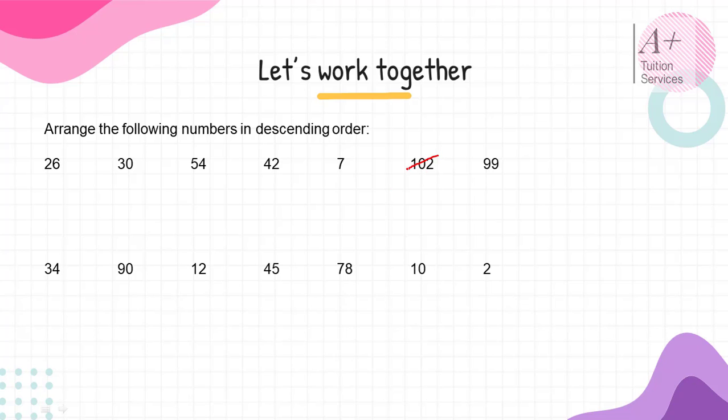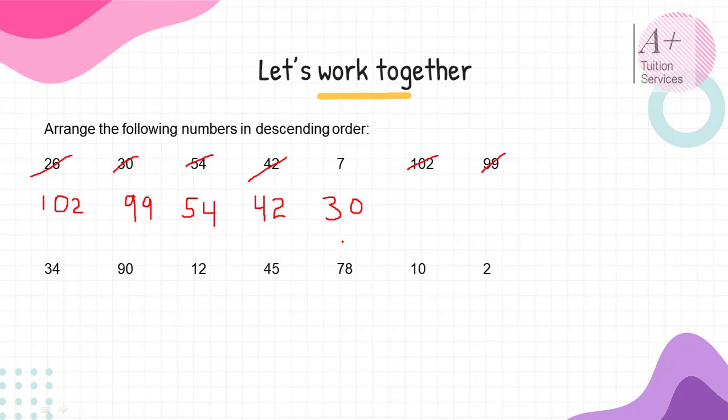So just like we did before with our ascending numbers, we're going to look for the biggest number and put it first. So what is the biggest number in this set here? And that will be 102. So we place in 102. The next biggest number will be 99. Okay? Look at the numbers carefully. We have 26, 30, 54, 42, and 7. The next biggest number will be 54. Look again. We have 26, 30, 42, and 7. The next biggest number is 42. Okay? Then we have 26, 30, and 7. And the next biggest is 30.